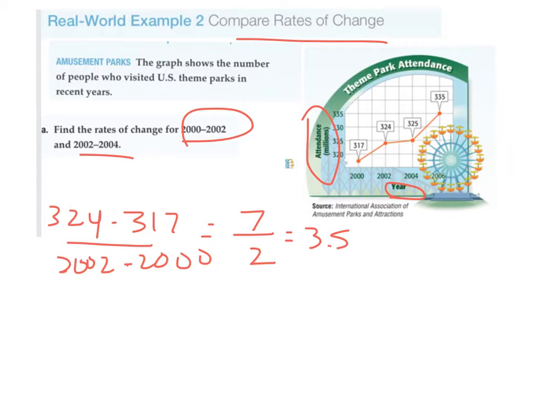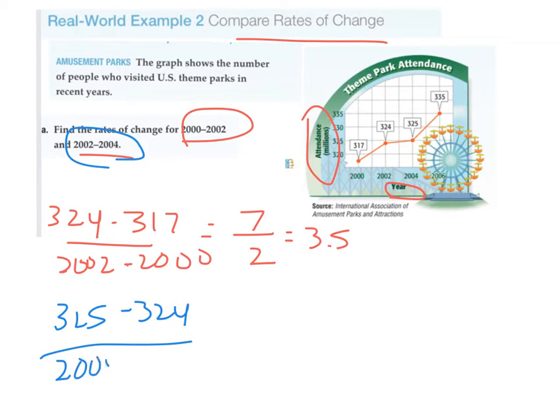Now if we do the other years, 2002 to 2004, we have 325 minus 324 over the 2004 to 2002 years. Notice this is the change of y over the change of x, and when I do that I get 1 over 2, which is 0.5.